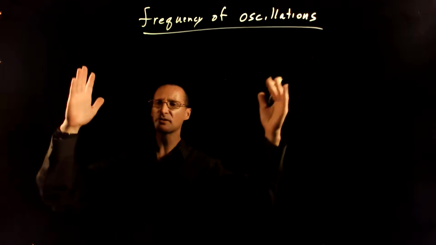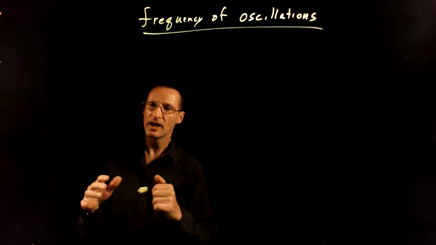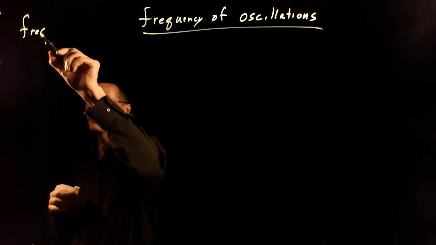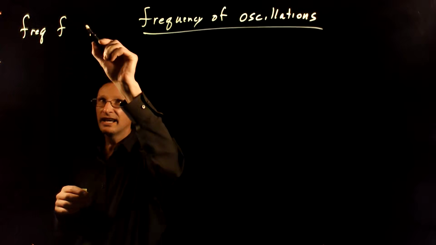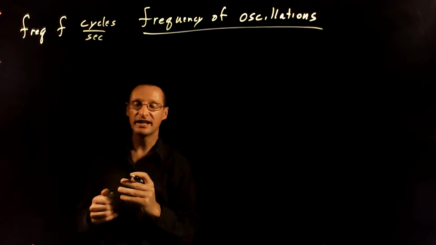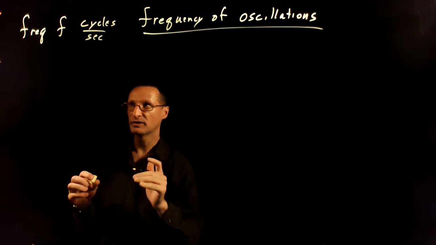Let's talk about what controls the frequency of oscillations. Before we get into the details, let's talk about frequency for just a second. Frequency, we use the letter F for that, and it's measured in cycles per second. But unfortunately, nature does not like cycles per second. It wants a different unit.